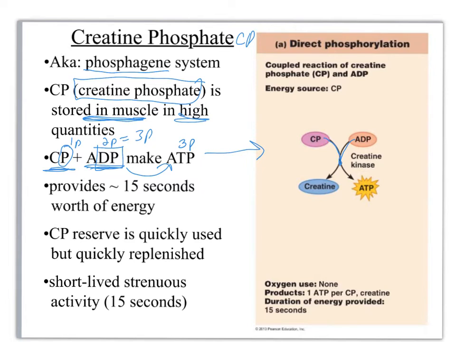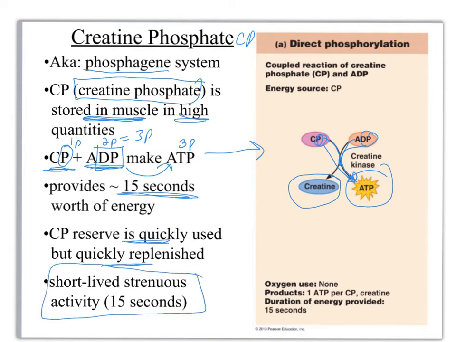When you do that, you break away the creatine, because this is going over here and this is going over here, and you get your ATP energy. Now, you have a lot of creatine phosphate stored, but you use it really fast. So you've only got about 15 seconds worth of ATP that you can make using this pathway. It is used up quickly, but it is replenished quickly. So you're going to use this for activities that are short-lived.